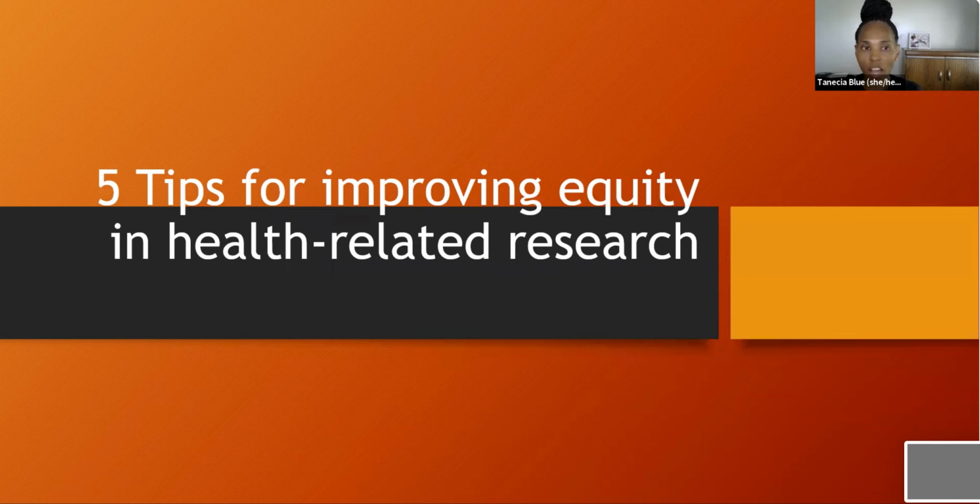In the capacity of Diversity and Inclusion Officer, one thing that we've discovered is that in reviewing some of the research that's out there, folks are doing some things that are not good as it relates to health equity and researching in health-related research. So we developed some tips, 5 tips for improving equity in health-related research.